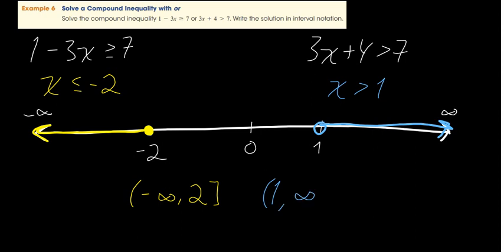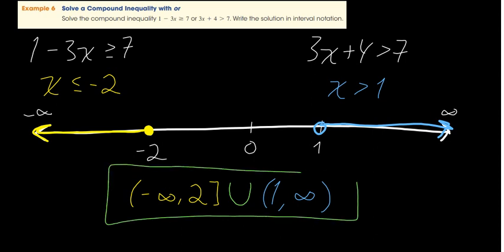And we put a parenthesis on infinity again. Okay. So basically what we did was we wrote them both in interval notation, but that's not the solution yet. The solution, we just have one more step, and what we're going to do is put the U here for union, and that is the solution.